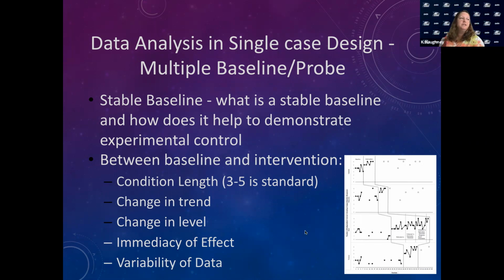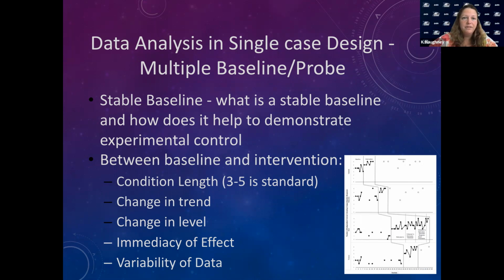So there are various things we can look at here. We want to know about condition length. We want to know that there's enough information in each condition to establish an understanding of what's happening there. So in baseline, 3 to 5 is standard. 5 is definitely better. But if you do have variability, you tend to need more data to really understand what the trends are showing you. After that, you're looking at level and trend, which we just talked about. What is the level, and then what is the trend? What's happening, up or down? Is the data moving in a particular direction?